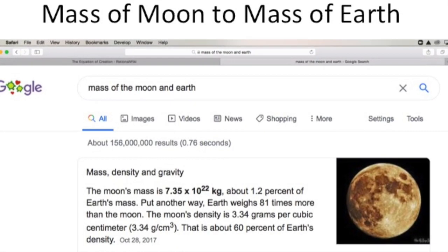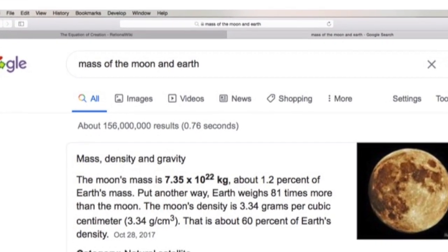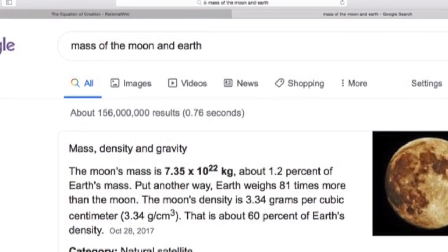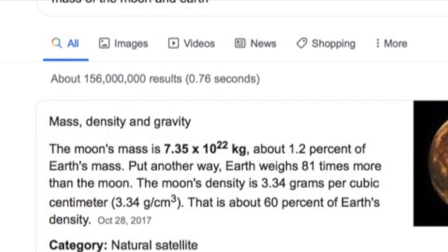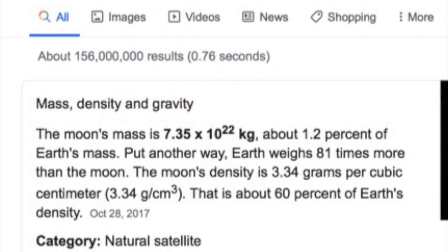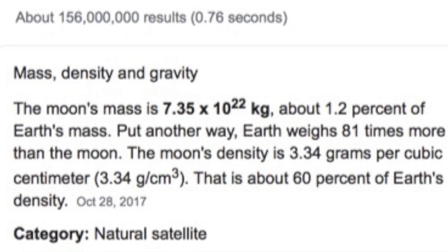The number gets even weirder when you find out that the mass of the moon divided by the mass of the Earth turns out to be 1 divided by 81, or exactly this number. That is really astounding.